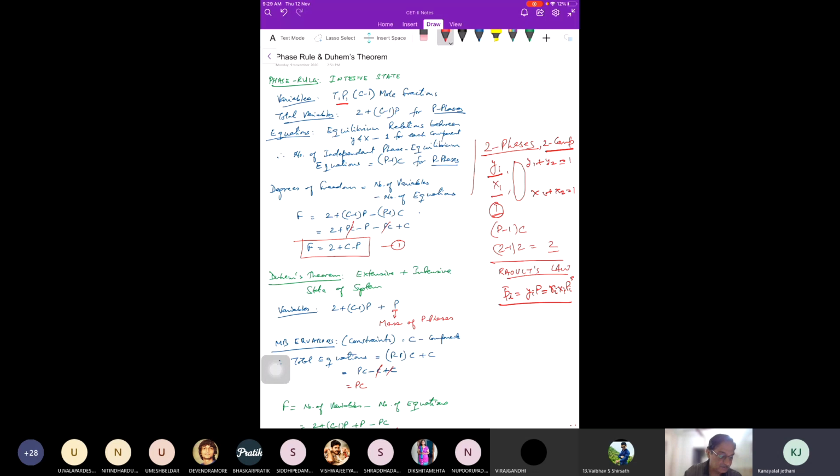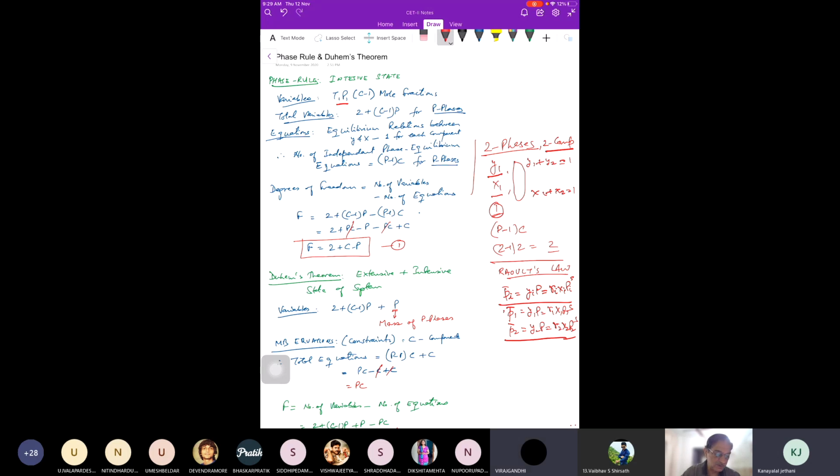For each component we need one equation, right? P1 bar is equal to y1 P is equal to gamma 1 x1 P1 s, and P2 bar is equal to y2 P is equal to gamma 2 x2 P2 s.